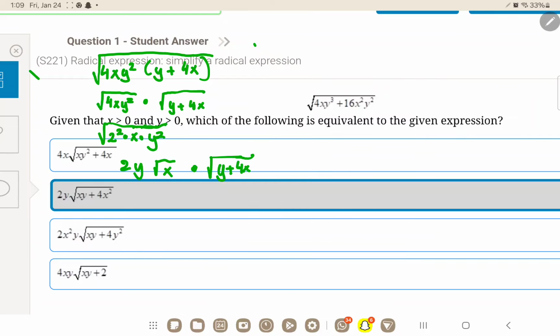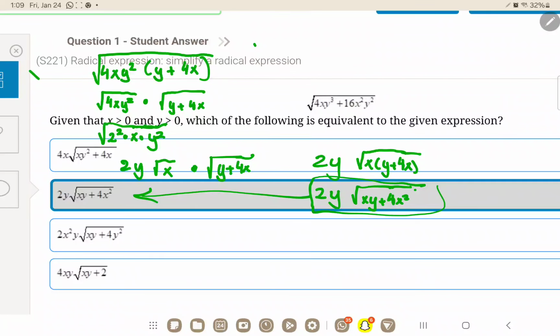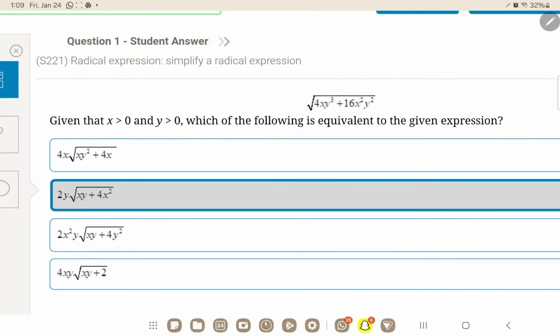Now, we can't keep it as two different radicals. What we do is 2y, and then we have to expand the x into the y plus 4x. And then what we do is 2y radical xy plus 4x squared, and that is your final answer. As you can see here, that's how you got it. Now, that's it for this question. Let's move on to the next.